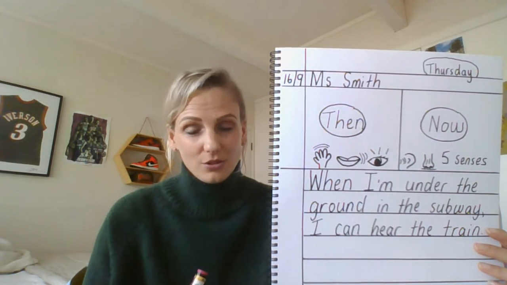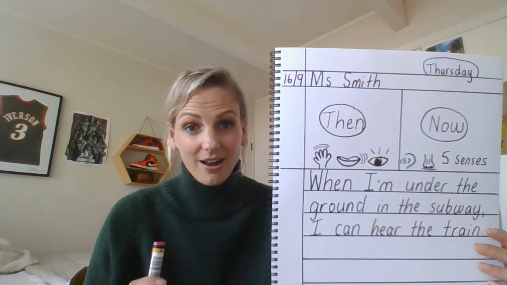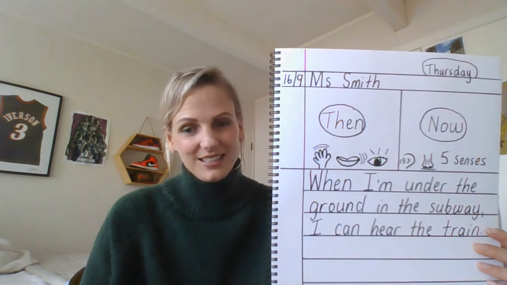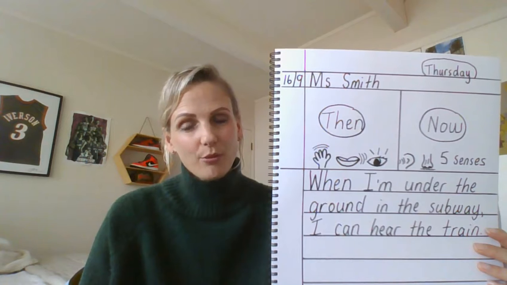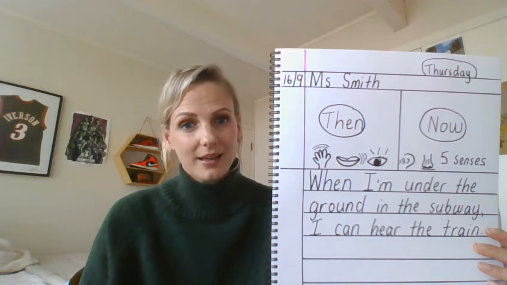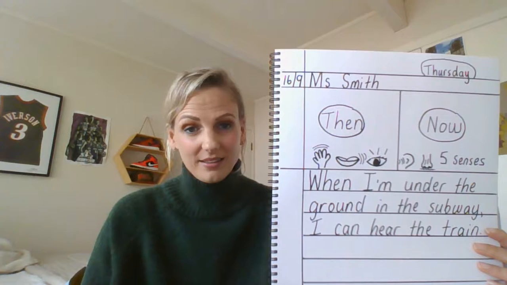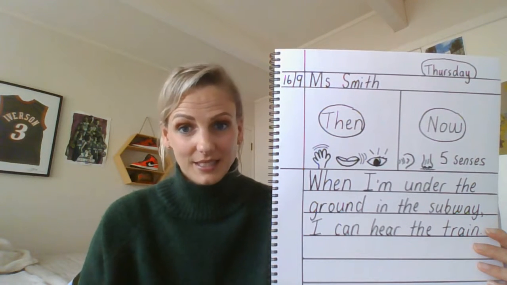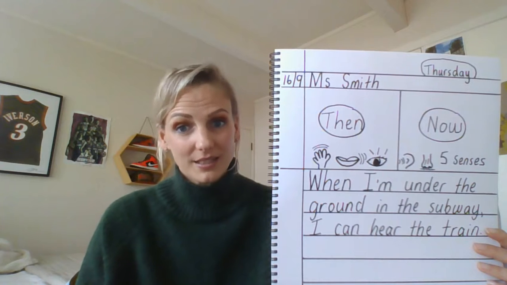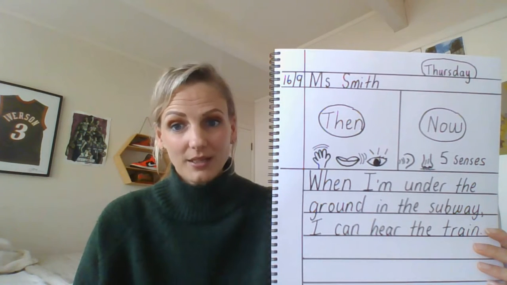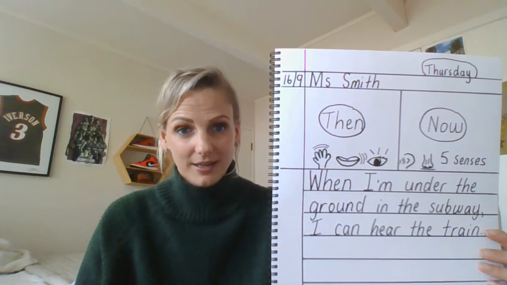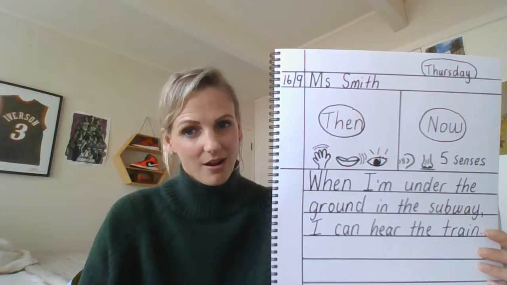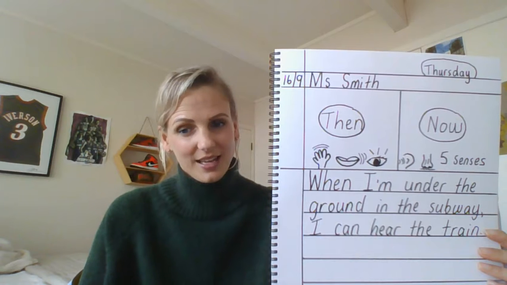So for me to do this writing, I imagined that I was in the subway and I was on the olden day side. And I thought about what I might be able to hear if I was actually there in that photograph. So my sentence today, or my first sentence, says, when I'm under the ground in the subway, I can hear the train. So have a little think about what sense I used in that sentence.